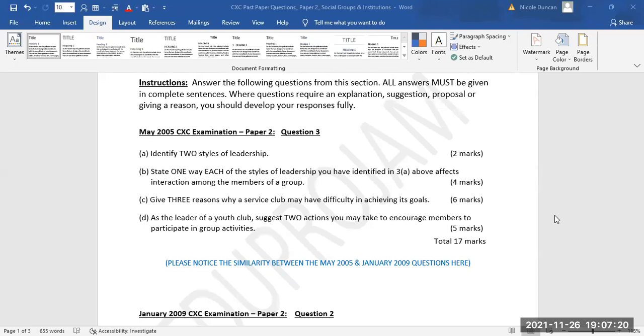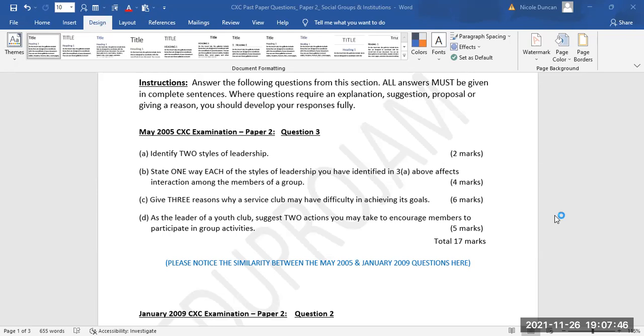What would encourage you to participate in a group? What action by the leader? Have the different members of the group try to come up with activities that they actually want to do. All right, very good suggestion.